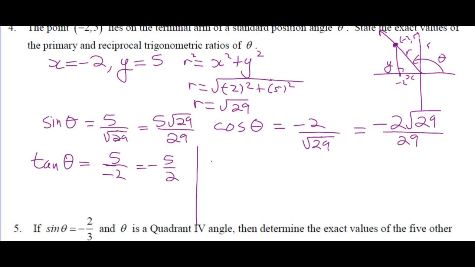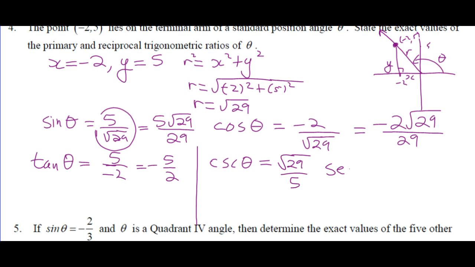So, what pairs up with sine? What's the reciprocal of sine? Cosecant. So what's cosecant theta? Root 29 over 5, right? Just turn this over. So you really want to look at this form, right? The first one you wrote, not this. You flip this over, then you got to re-rationalize and cancel. Okay, so we don't want to do that.